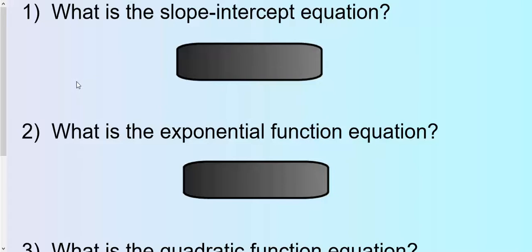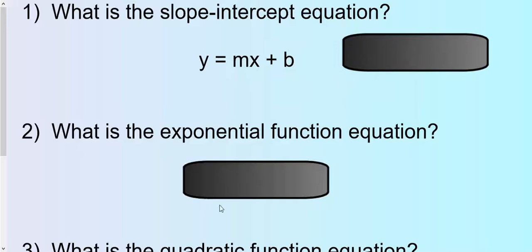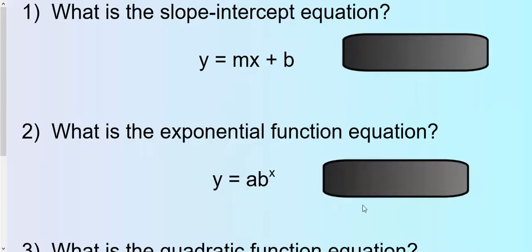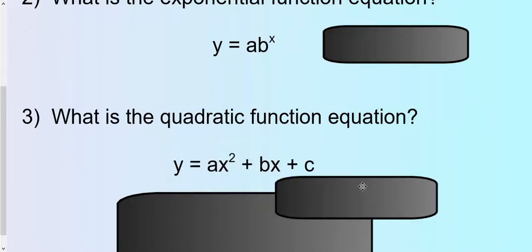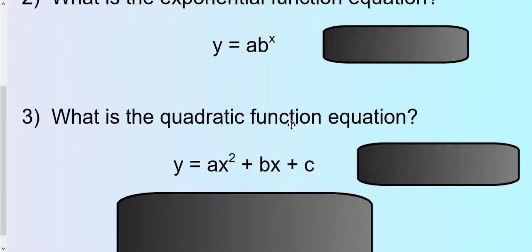So first of all, I'm just going to go over a couple old review concepts. Slope-intercept form, that's when we worked with lines, and we had y equals mx plus b. Then we did exponentials, y equals a times b to the power of x. And now we're working with the new type of function, the quadratic function, and that's ax squared plus bx plus c.